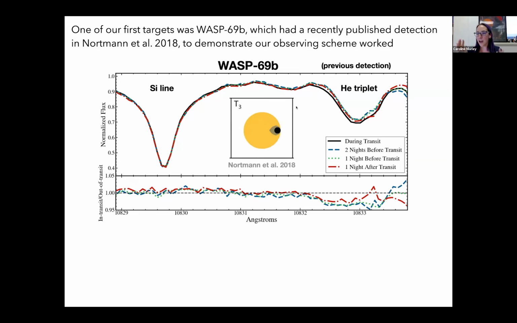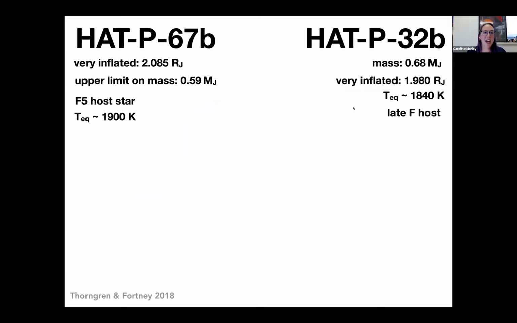Then we launched our program, right? We looked at about 20 different planets. I'm going to tell you about 2 of them because these are the 2 that had exciting, cool results. So one of those is HAT-P-67, and the other is HAT-P-32b. These are quite similar to each other. So these are both very puffy planets.